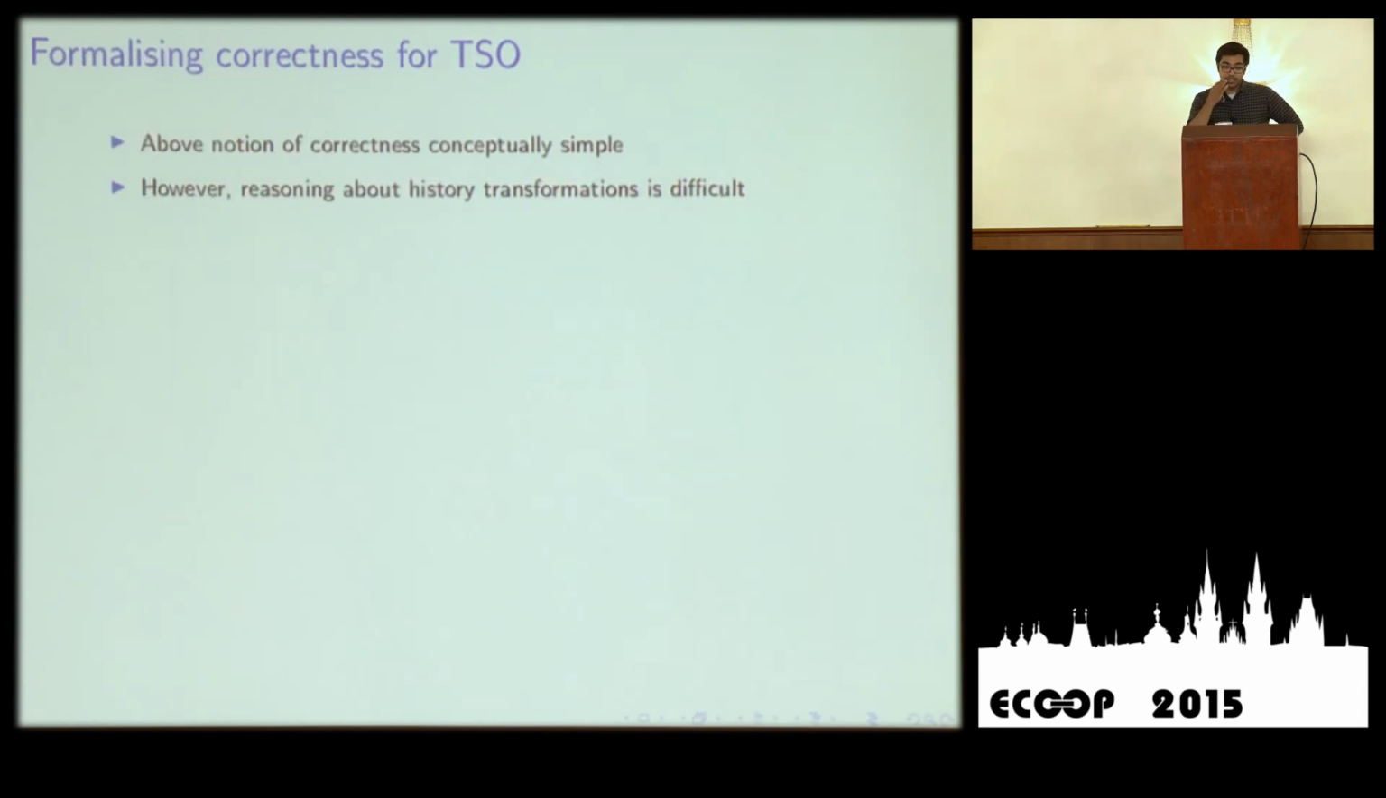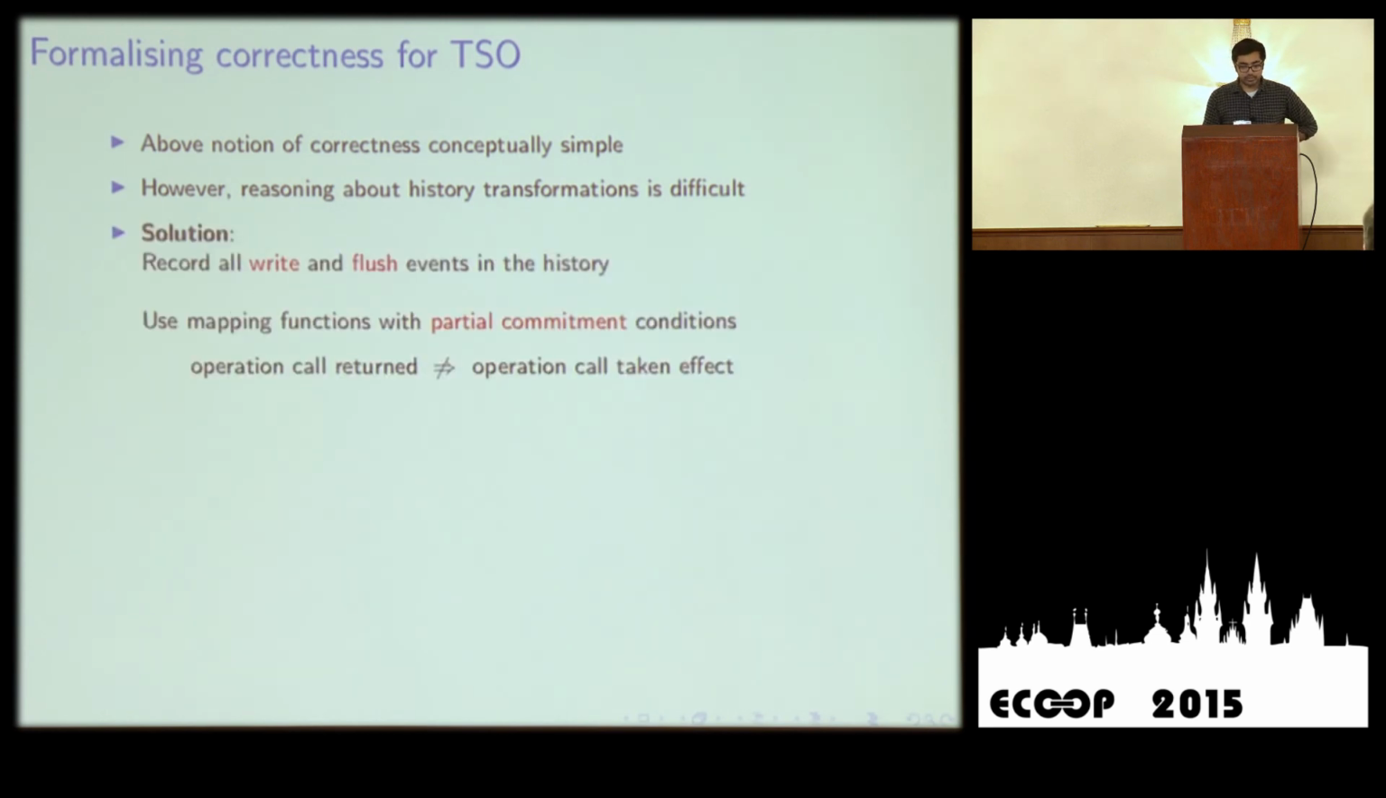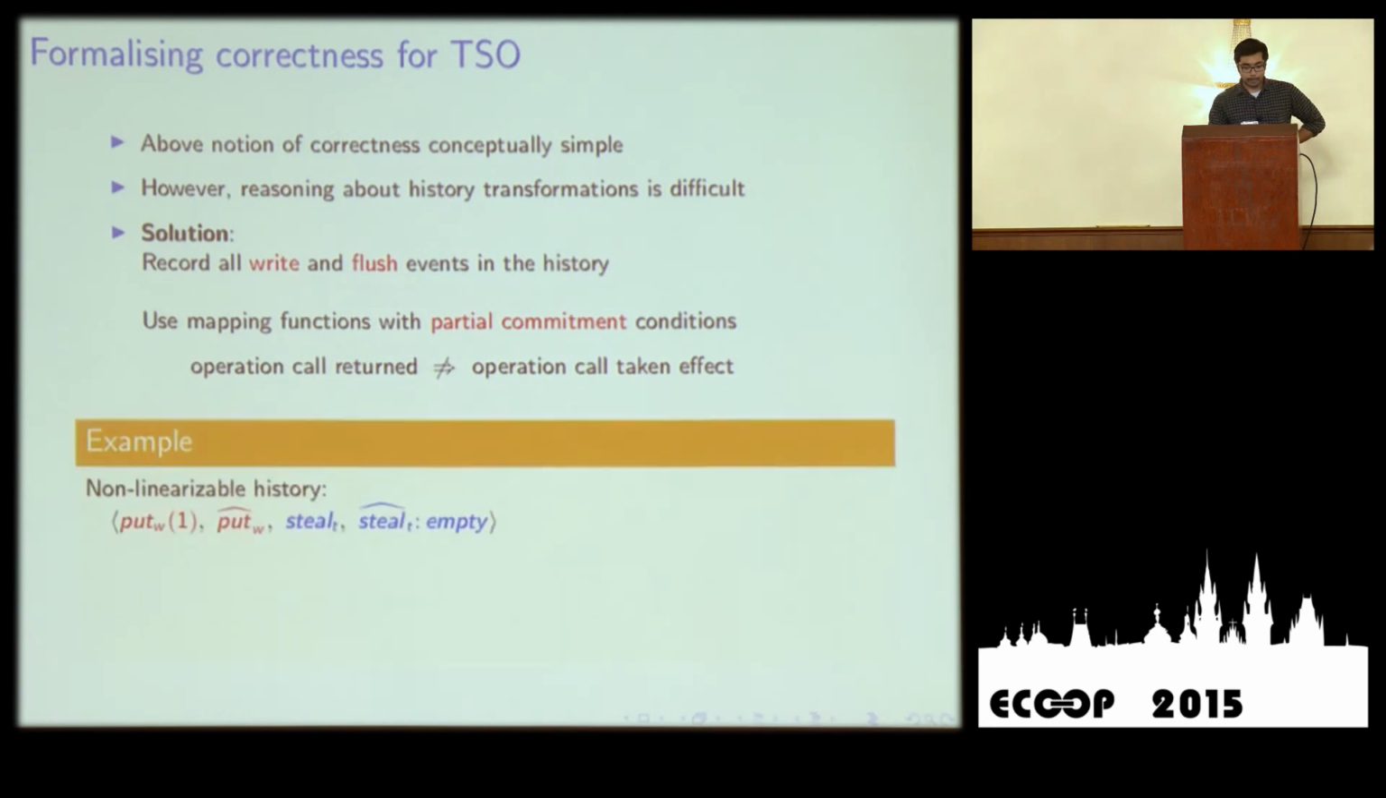Yeah. So that notion that I showed you is fairly simple, I think, conceptually, but the reasoning about these sorts of history transformations is fairly tricky. So the solution we've used is to record all the writes and flush events in the history and use these mapping functions where you don't have totality. You've got these partial commitments, which means that an operation call returning doesn't necessarily mean that the operation call has taken effect. Okay, so let me just run through an example.